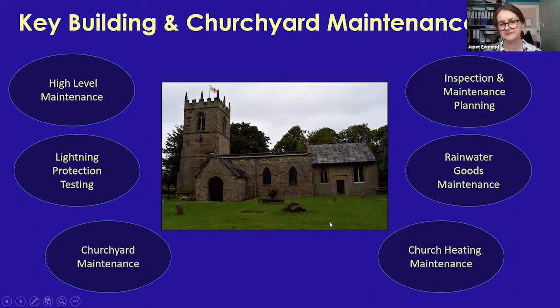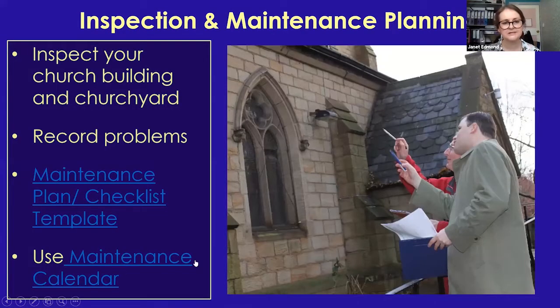So we'll be looking at inspection and maintenance planning. We'll be looking at rainwater goods maintenance, church heating maintenance, maintenance of your churchyard and high level maintenance, and also testing of your lightning protection system. So we'll be going through these areas in a little bit more detail. So let's have a look at inspection and maintenance planning first of all.